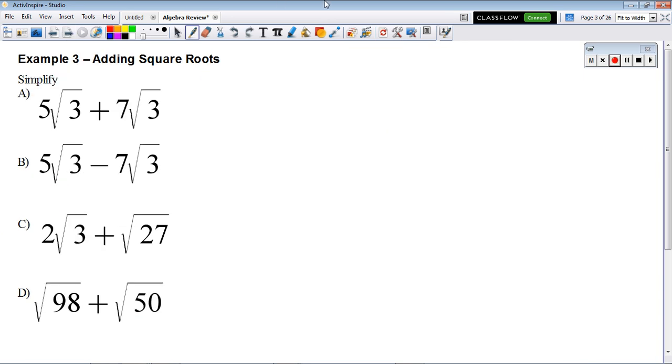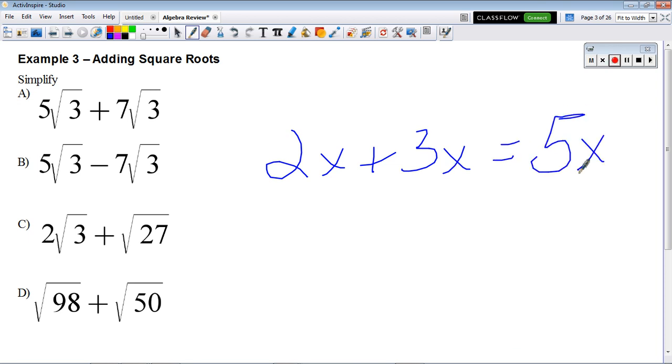Some other things we can do with square roots have to do with adding. As I mentioned to you at the beginning, there's a lot of similarities in terms of properties of square roots that we have in terms of properties with variables. So for instance, if we had 2x plus 3x, we could put those together and that would equal 5x, because we can add the coefficients of those when the variables are the same. Well, the same is true involving square roots.